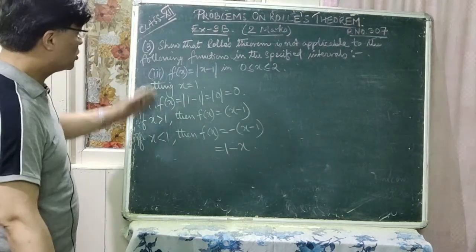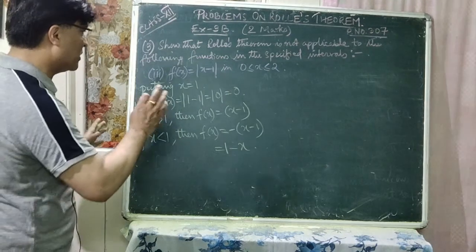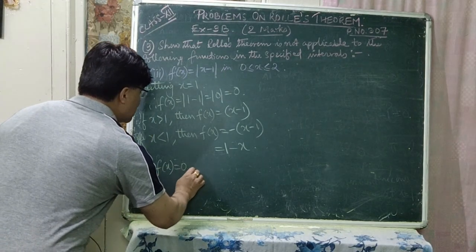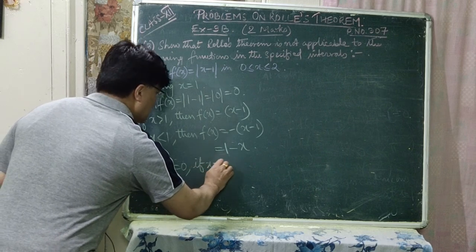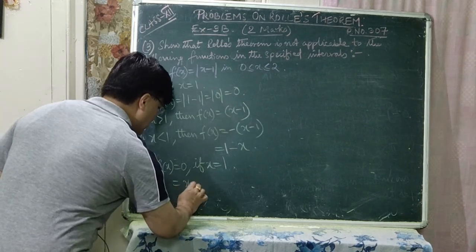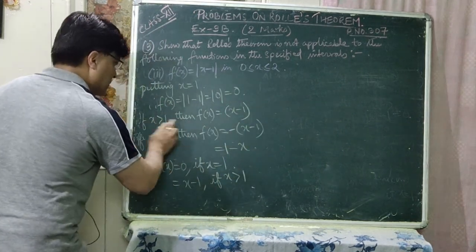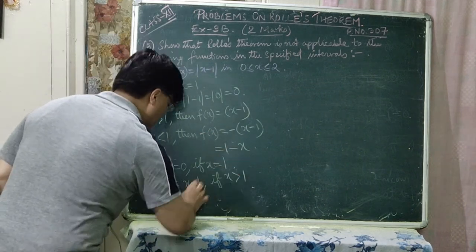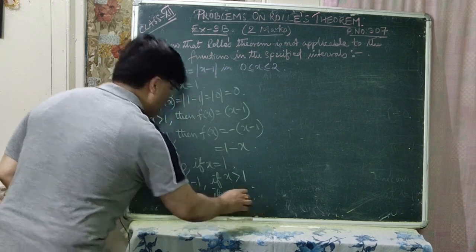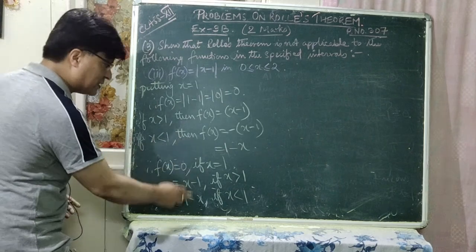Is that clear? So now we can redefine this function f of x is equal to mod of x minus 1. So it is defined as, therefore, f of x is equal to 0 if x is equal to 1, equal to x minus 1 if x is greater than 1, right? And is equal to 1 minus x if x is less than 1. So we have redefined the function f of x as this one.